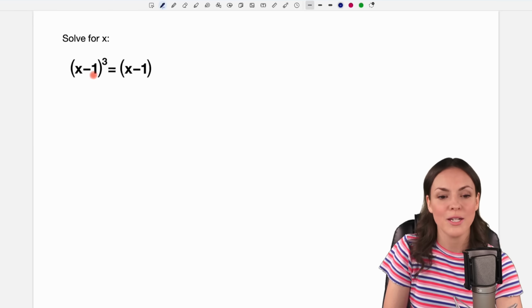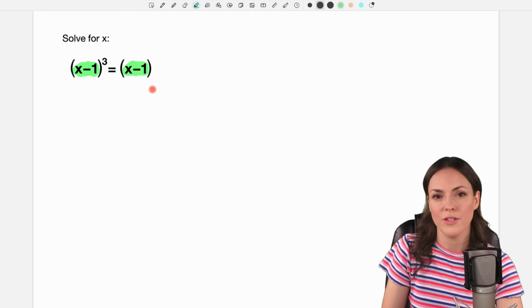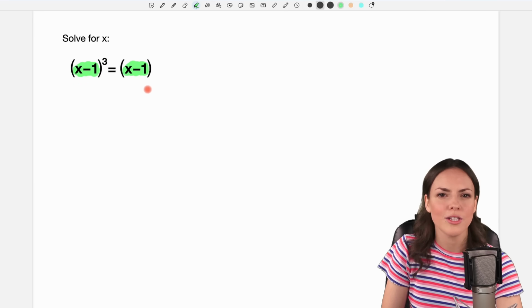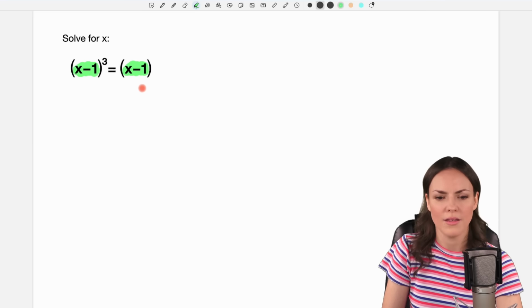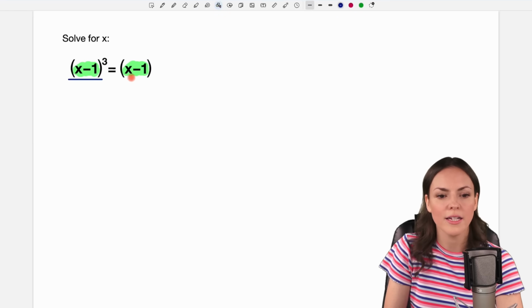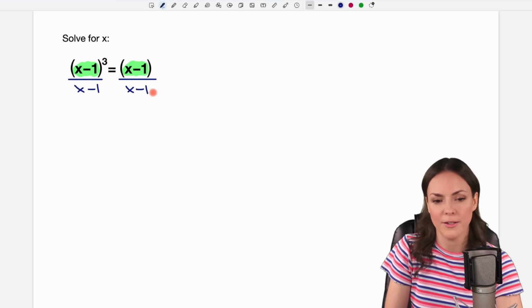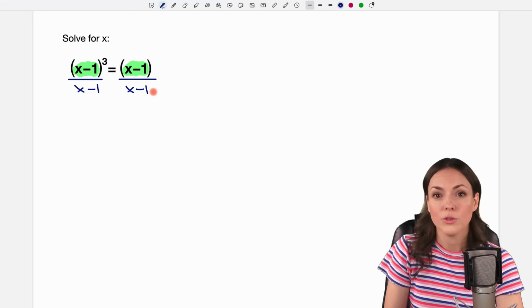We have (x − 1)^3 equals x − 1. So we have x − 1 on both sides of the equation, and I can imagine that some of you might say, well, then let's just divide both sides of the equation by x − 1 so that we get rid of it here. In general, you can do that.